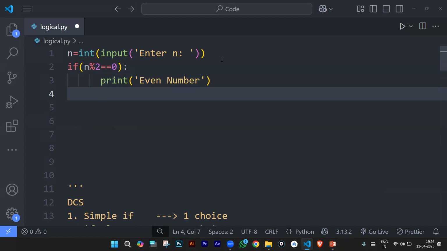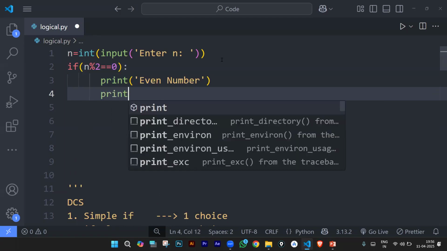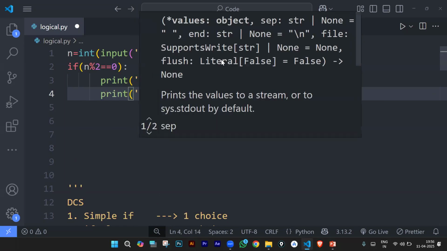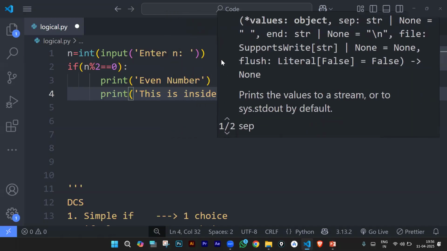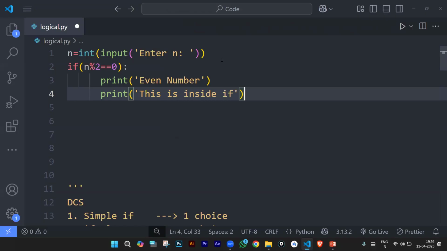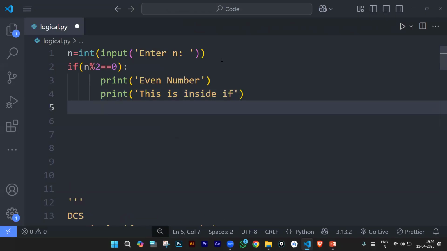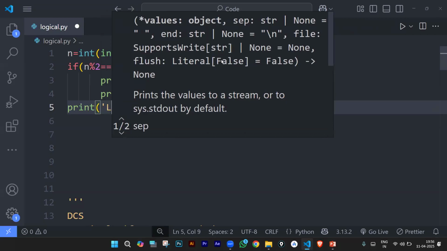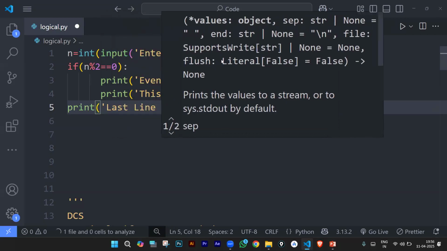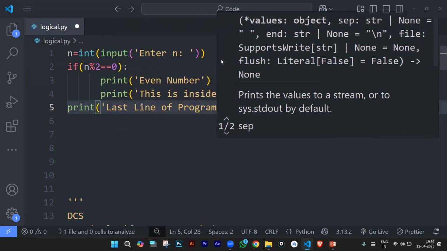I'll maintain the same level of spacing and have my second statement. This is inside the if. I want to remove that indentation and come back to the same level as the if. So I'll print last line of program.